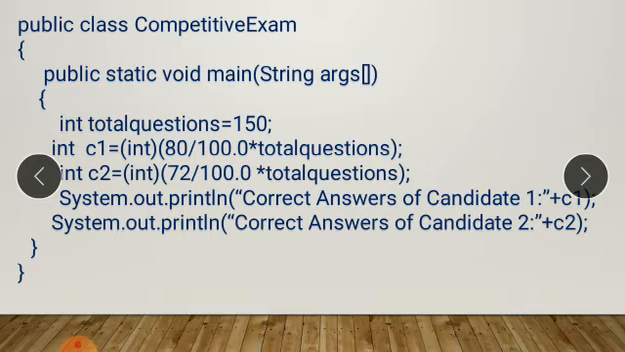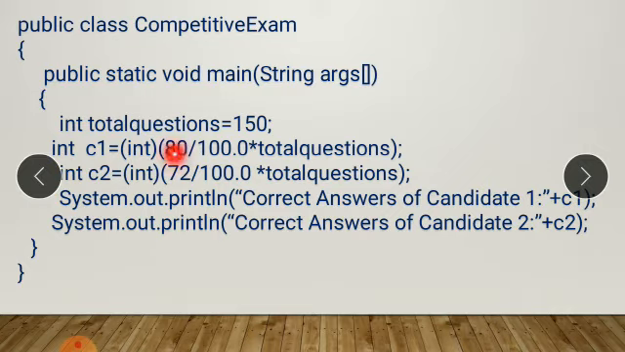Next one. C1 is equal to, how do we have to calculate this? 80 is 80 percentage, means 80 by 100 into total number of questions. This is how we will calculate. This is just a simple formula. 80 divided by 100 into total number of questions, so that we will get the correct number of questions.